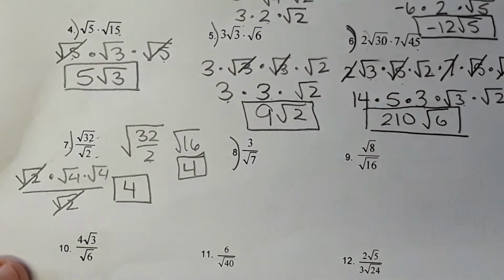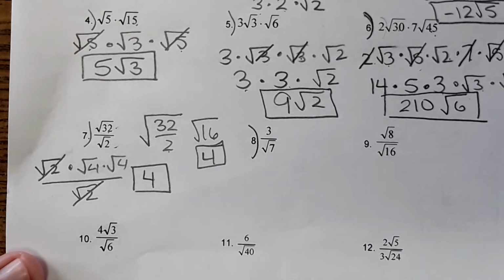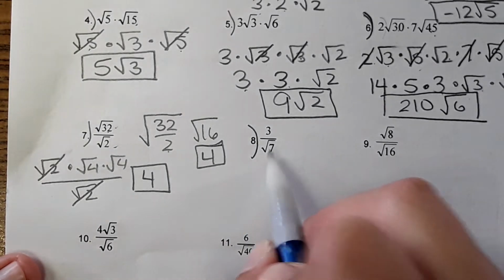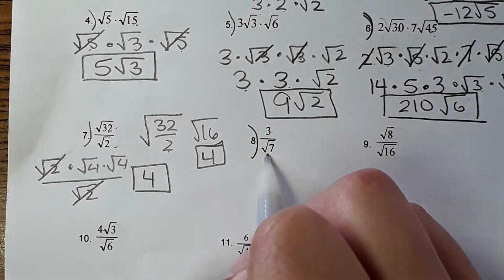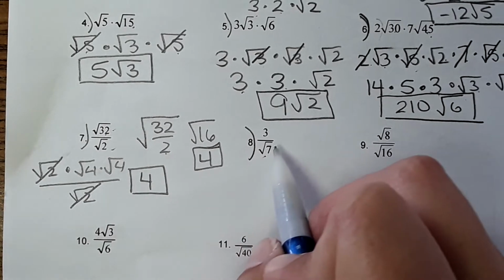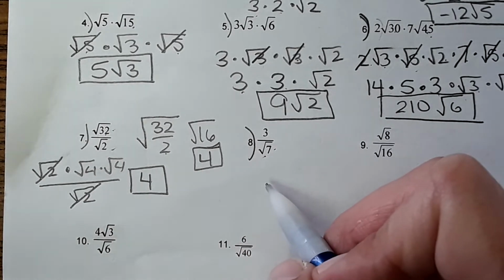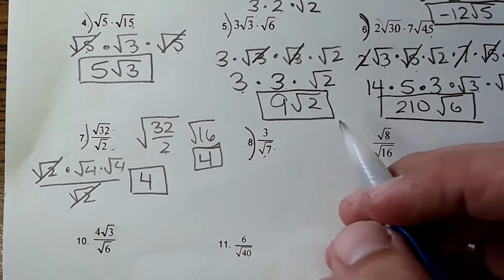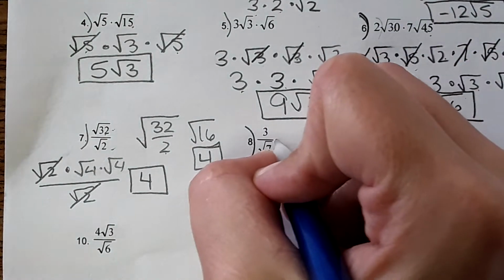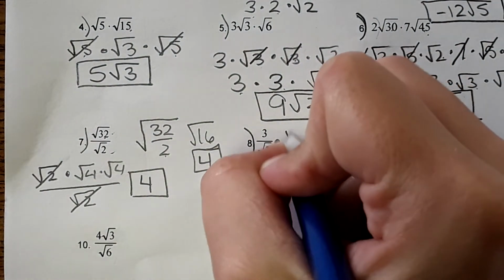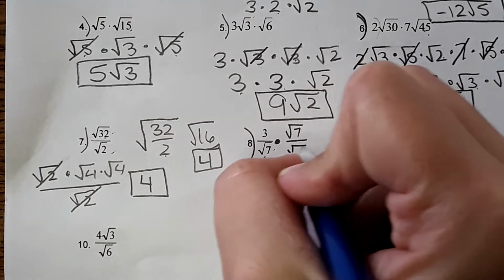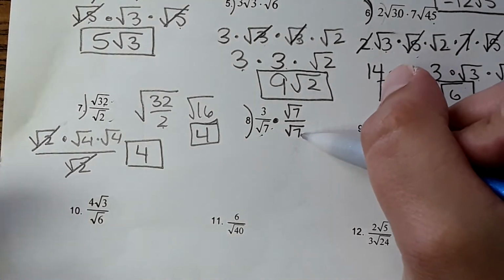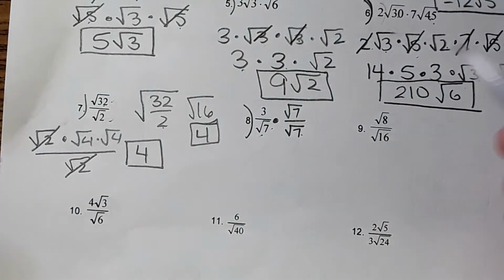Okay, number 8. Number 8, there's no way to break this apart. 7's prime. But what they're getting at is you can't have the square root as a denominator, so we have to do something to get rid of the square root as a denominator. So what we would do here is we'd multiply this whole thing by square root of 7 over square root of 7, which is 1. So we're multiplying the whole thing by 1.